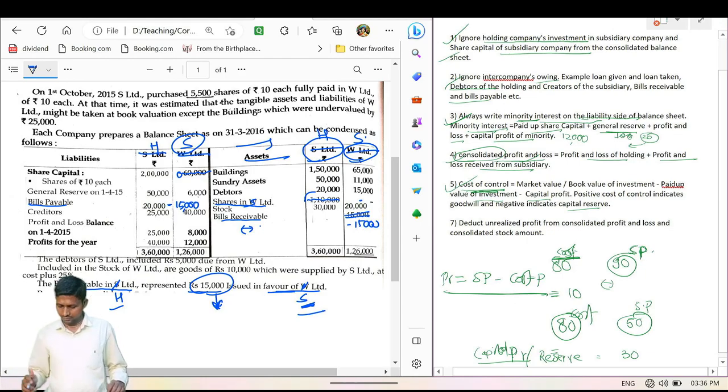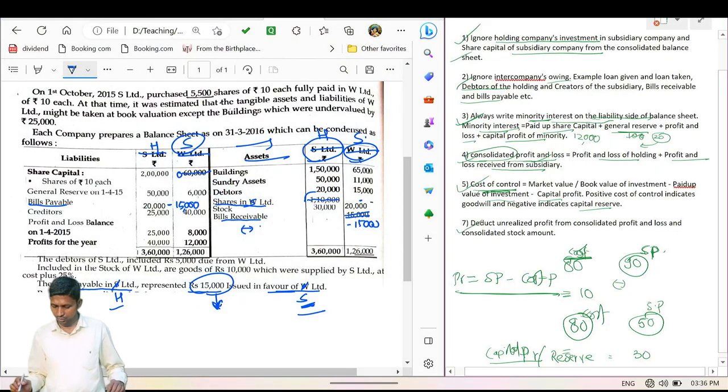Now, if this rule is clarified, then we'll move ahead to the next rule, the seventh rule. What is the seventh rule saying? Deduct unrealized profit from consolidated profit and loss and consolidated stock amount. Deduct unrealized profit. Now, where is the problem? The problem is in unrealized only.